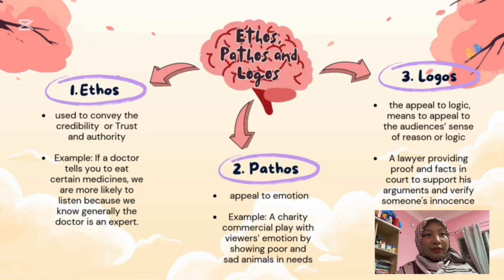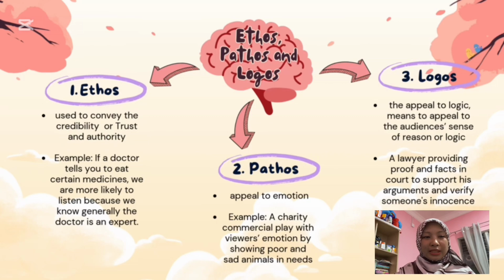Next, ethos, pathos, and logos. Ethos is used to convey the credibility or trust and authority. For example, if a doctor tells you to take certain medicine, we will likely listen to him because generally we know that the doctor is an expert in this field.